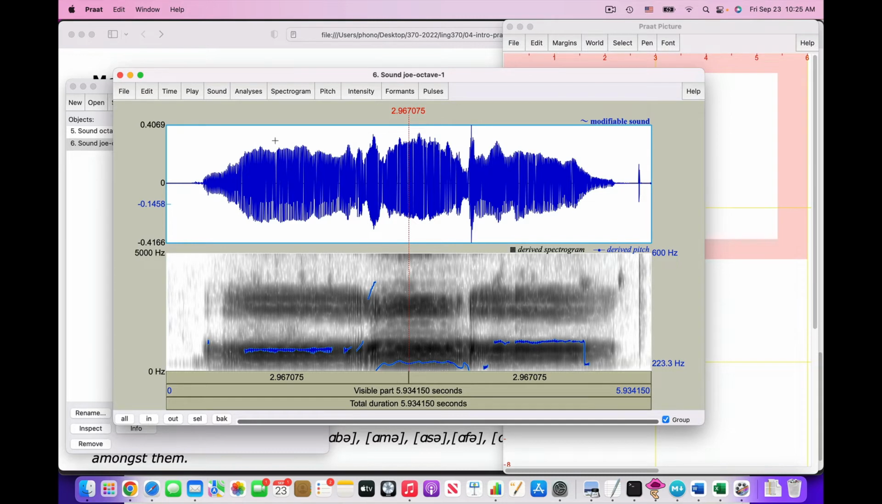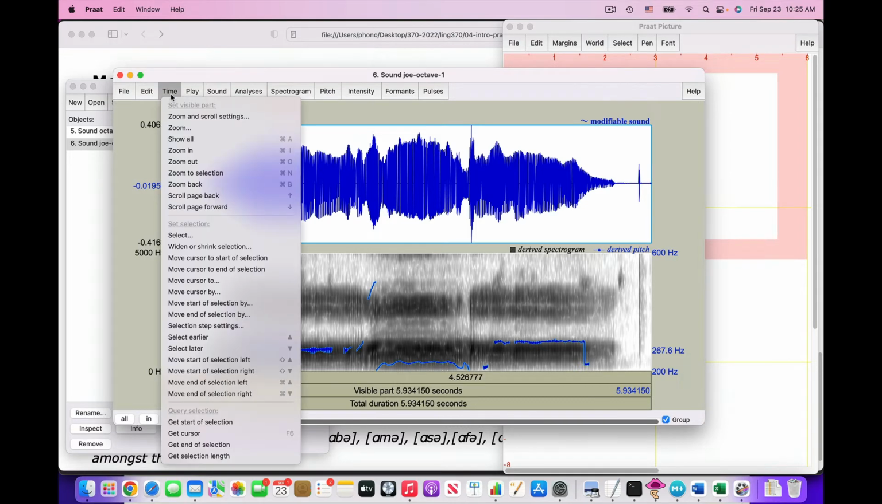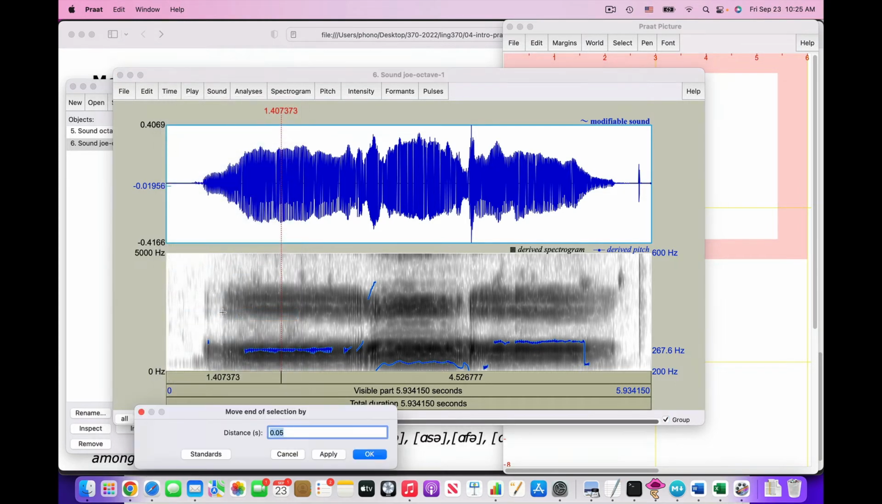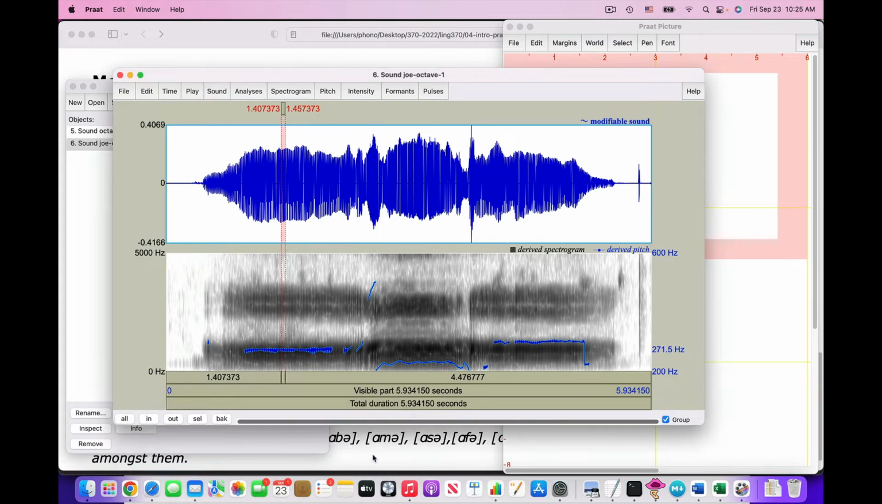So we're going to use the same technique that we used with the example from a sine wave. We'll just put our cursor somewhere. We have a selection, and then we're going to extend the selection, move the end of selection by 0.05. And again, remember, this is a 20th of a second. And then we're going to view this.